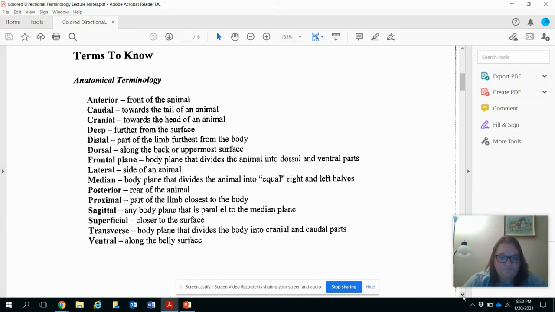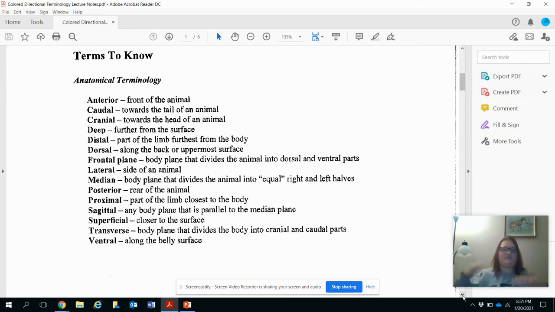Median, it's the body plane that divides the animal into two equal halves. So it goes right down the midline. The median plane goes right down the midline. Posterior is towards the rear of the animal. Proximal is the body part that is closest to the core of the animal's body. The sagittal plane, any body plane that is parallel to the median plane and kind of divides off sections of that animal. Superficial is closer to the surface.